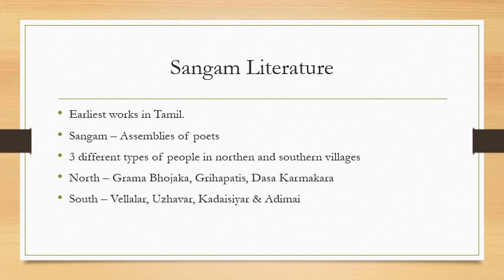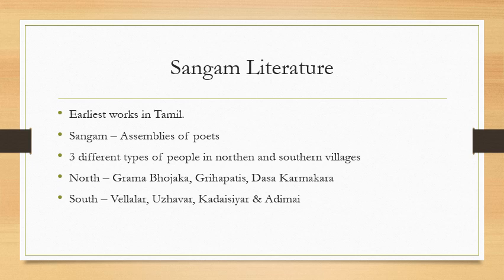Next we have is the Sangam literature. These were some of the earliest works in Tamil. They were called Sangam because they were supposed to have been composed and compiled in assemblies which are known as Sangams of poets that were held in the city of Madurai.